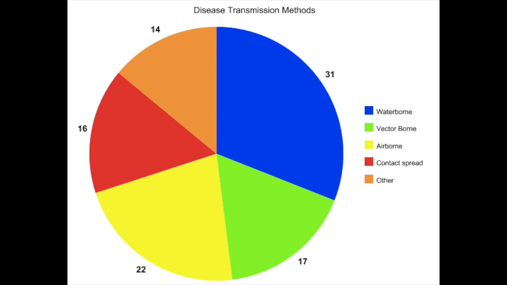In the chart, you can see there are four main ways that diseases are transmitted. First, there are waterborne diseases, which are in the lead for disease transmission. After that, you can see vector-borne diseases, airborne diseases, and contact spread diseases. You will learn more about vector and waterborne diseases shortly, but you don't need to worry about air and contact.